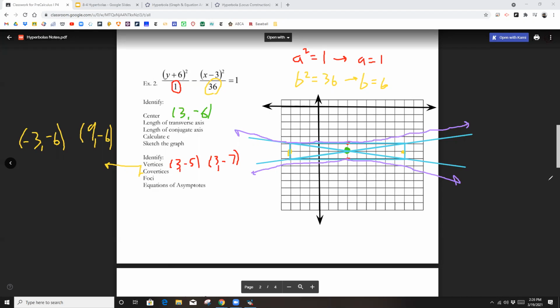We sketched the graph. Now we got to calculate C. C squared is equal to A squared plus B squared. So C squared would equal 37 because A squared is 1 and B squared is 36. So C is equal to root 37.